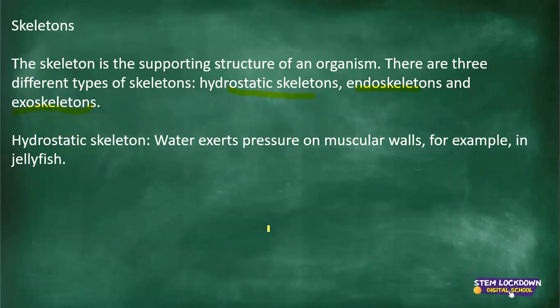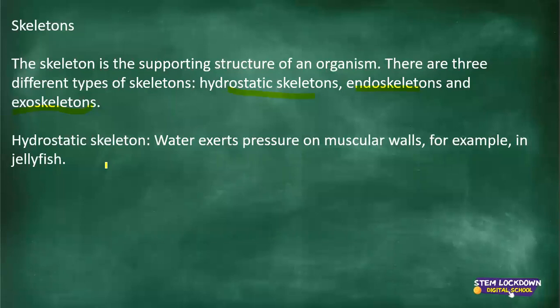But anyway, what is a hydrostatic skeleton? Hydrostatic skeleton, we hear that water exerts pressure on the muscular walls. In this type of skeleton, water is exerting pressure on the muscular walls. For example, in the jellyfish, you know the jellyfish? That is an example of an organism with a hydrostatic skeleton.